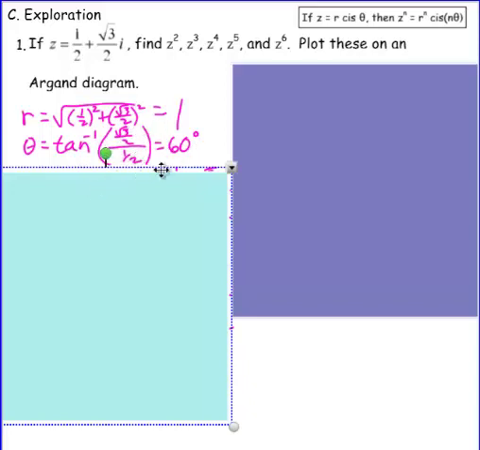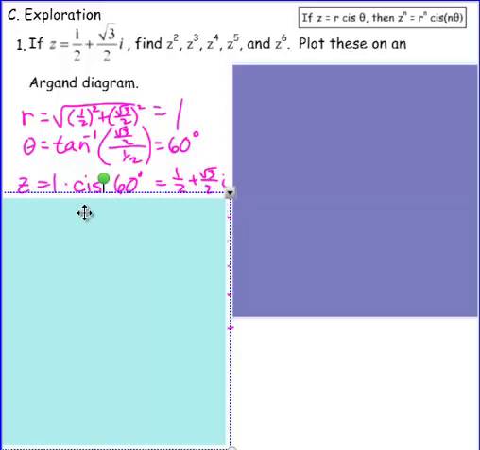So you can also sketch your triangles with these values to help out in identifying which quadrant and angle measurement we would have. So I do the regular z. Z is this number that we started with. We started with 1/2 plus square root of 3 over 2 i.